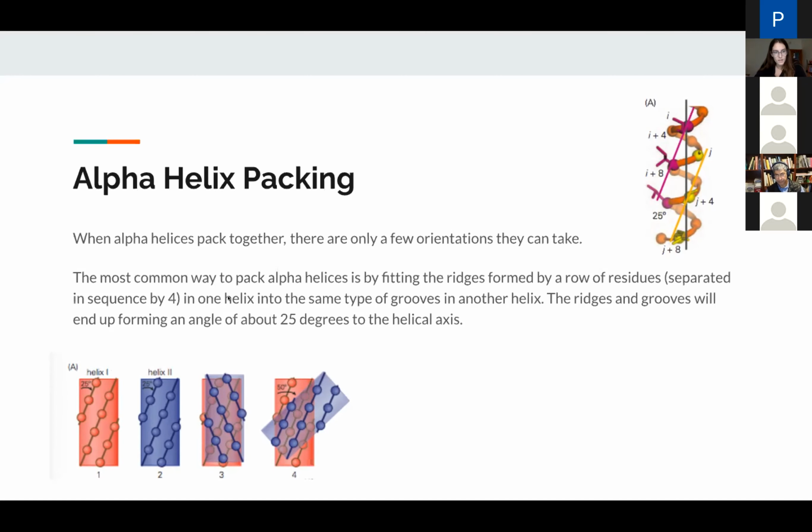So this is one helix and this is another. They're identical, and then you flip the second helix over 180 degrees and then rotate it 50 degrees, which allows it to pack into the first helix. These are sometimes kind of hard to visualize, so I would advise looking at the pictures in the book and also trying to draw it out for yourself to see how it works.